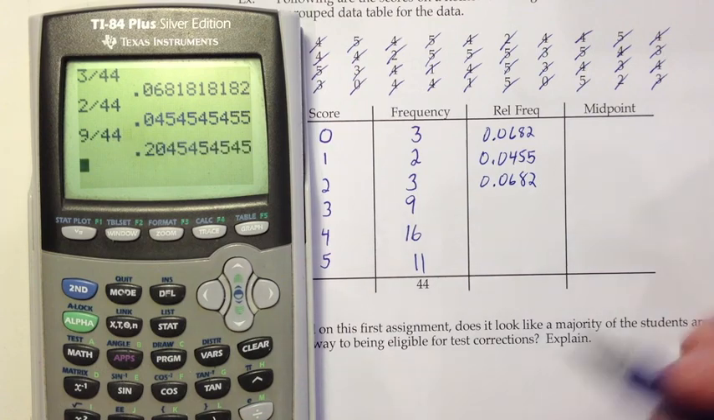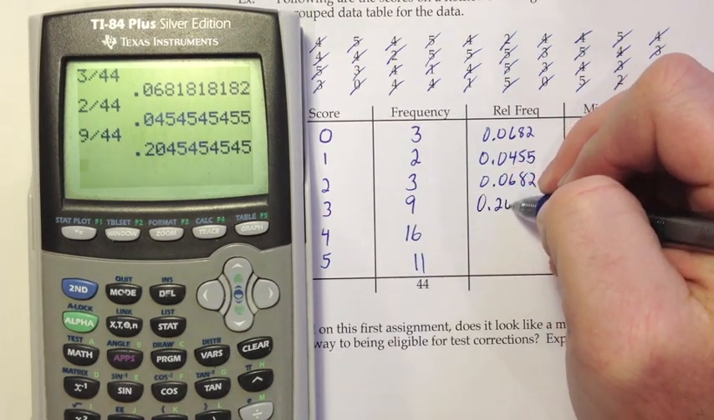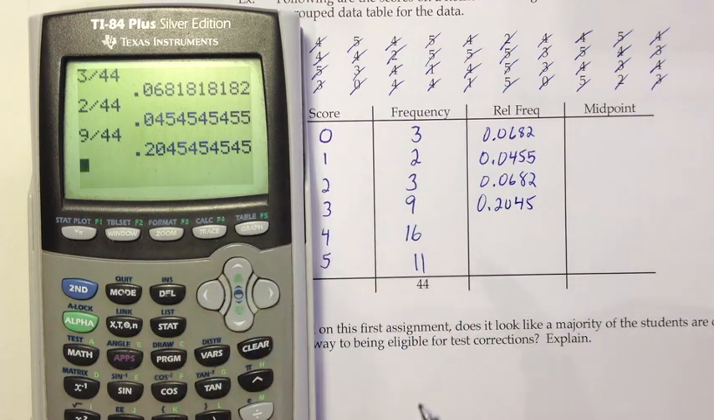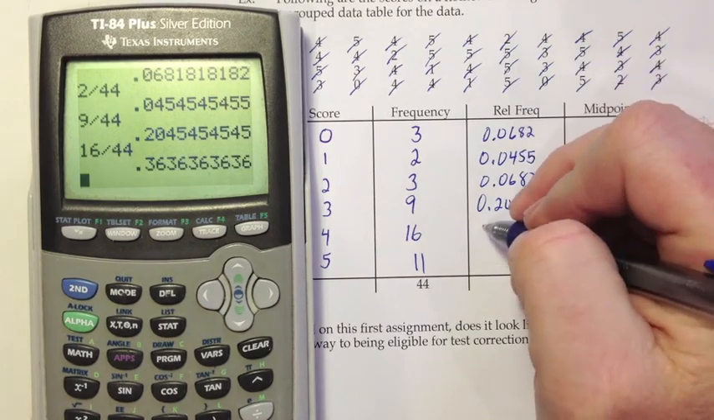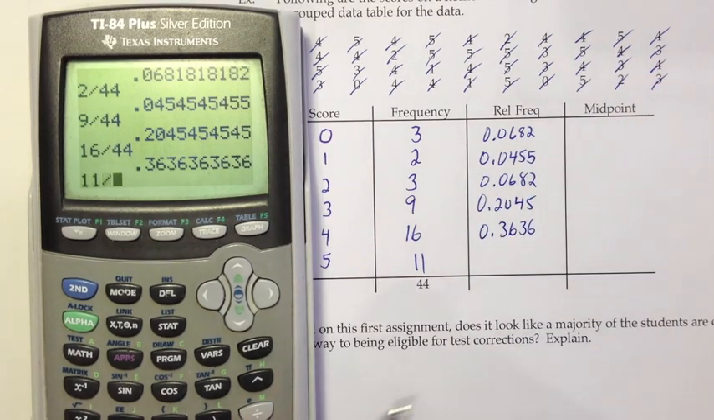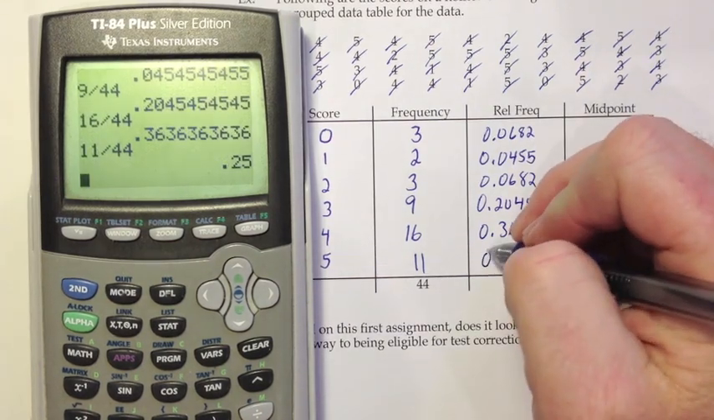And then 9 out of 44 is 0.2045. That one does not get rounded up because it was followed by a 4. 16 out of 44, 0.3636. And finally 11 out of 44, which comes out 0.25.